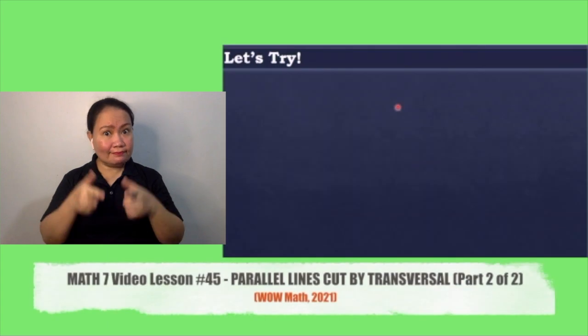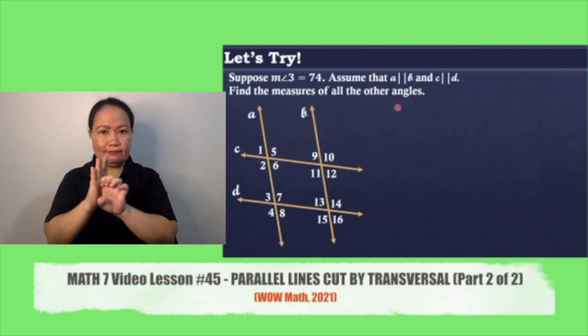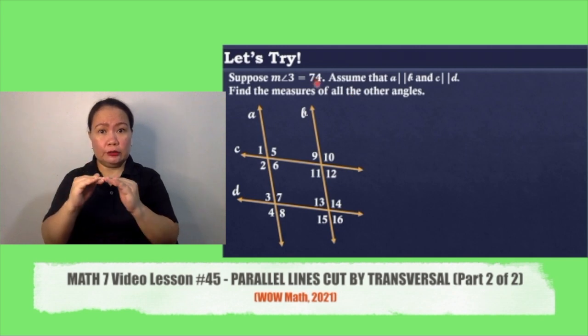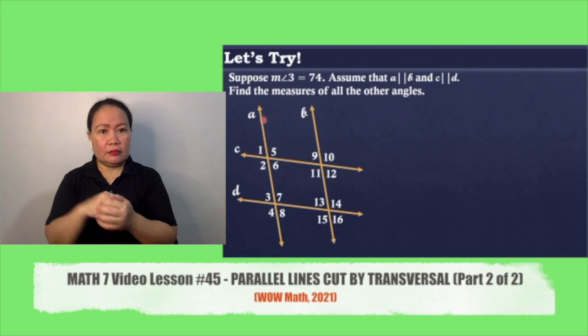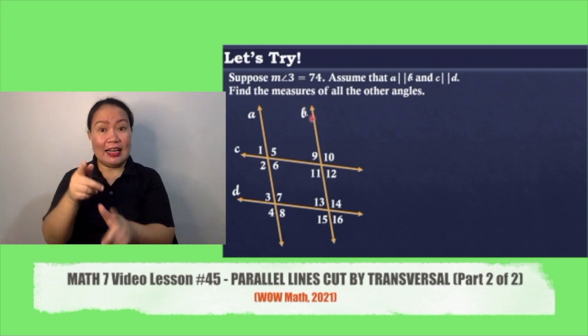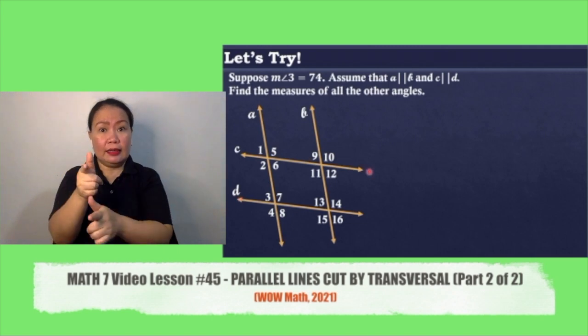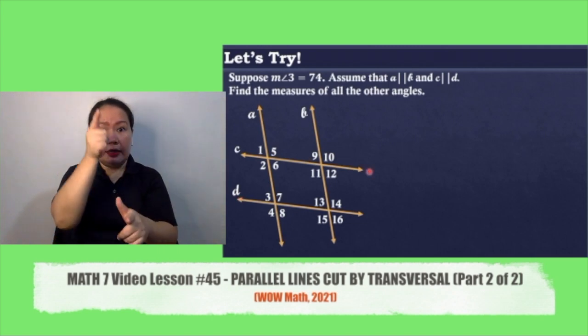Let's have an example. Suppose that the measure of angle 3 is equal to 74. So let us assume that line A is parallel to line B and line C is parallel to line D. So again, we have four transversals here.